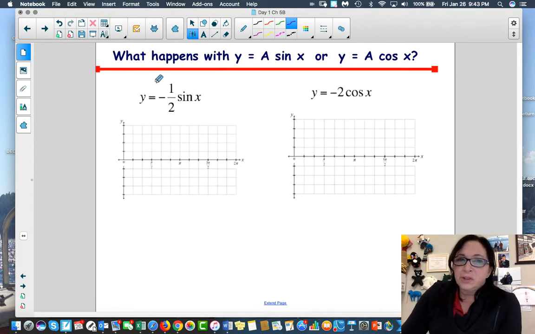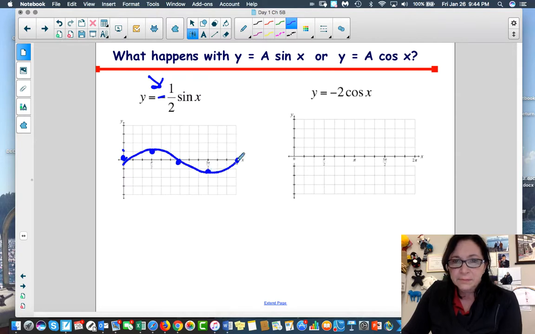Now this is a little bit tricky because even though my height is 1/2, this negative sign reflects it across the x-axis. So let's start with a sine wave. Sine wave starts at 0, ends at 0. Halfway in between has a high point. Halfway in between has a low point. So draw your graph.